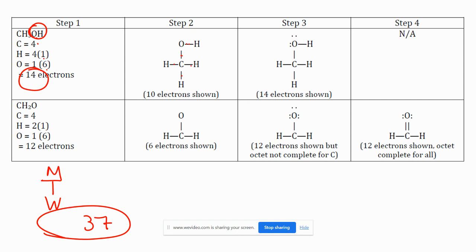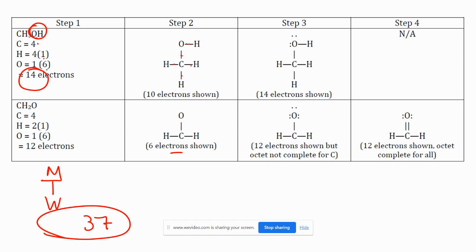Carbon is 4. Hydrogen, we have 2, and then we have 1 electron each. Oxygen, we have 1 of those, and it has 6 electrons. So I'm going to add those up. I get 12. I'm going to put my carbon in the center here, attach my other atoms to it, and then I'm going to count. I've got 6 electrons at this point. Then I'm going to try to make oxygen happy.